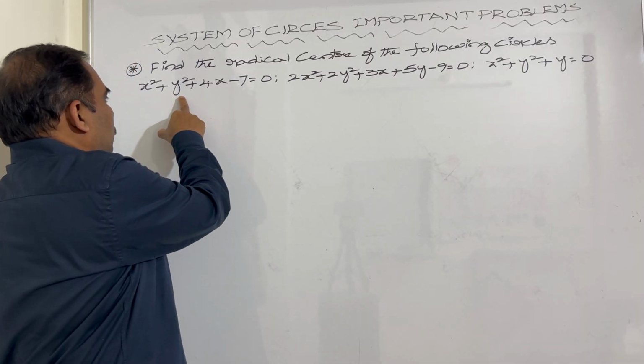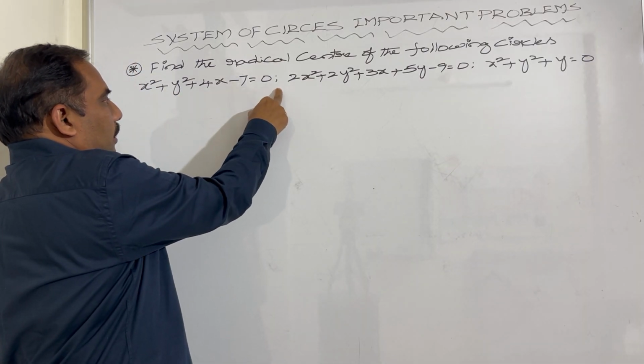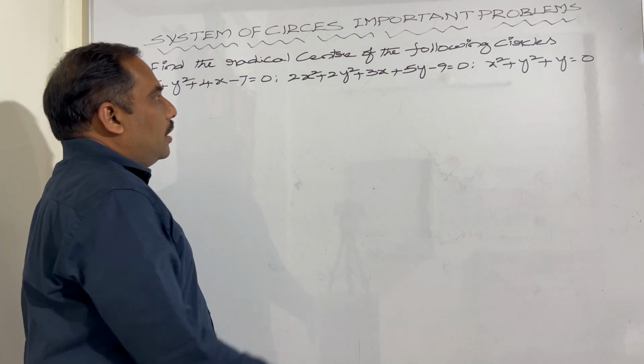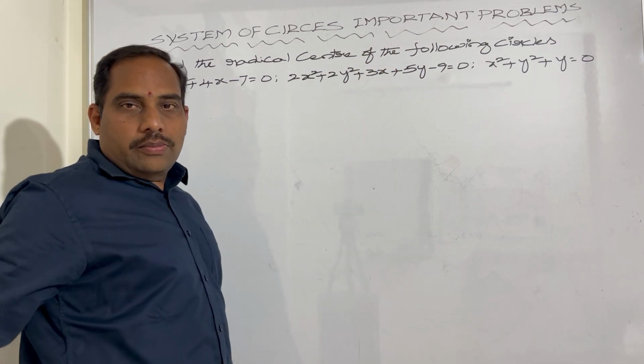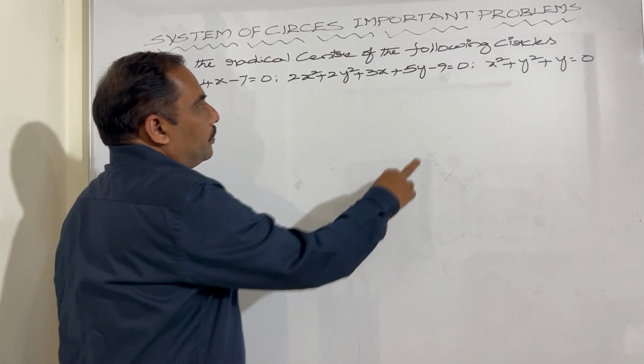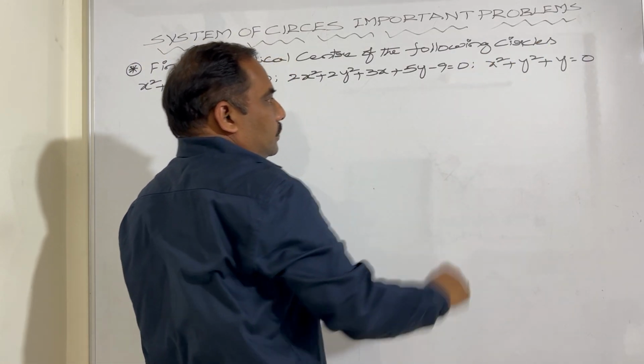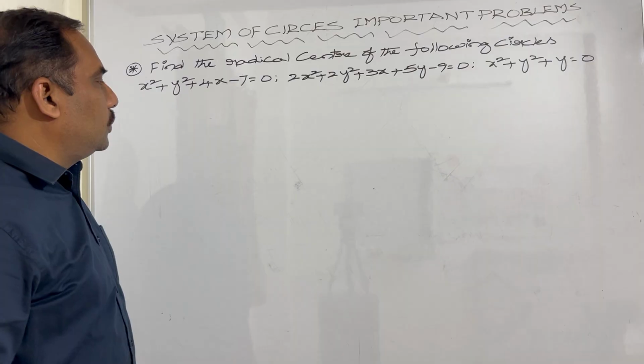The circles are x square plus y square plus 4x minus 7 is equal to 0; 2x square plus 2y square plus 3x plus 5y minus 9 is equal to 0; and x square plus y square plus y is equal to 0.